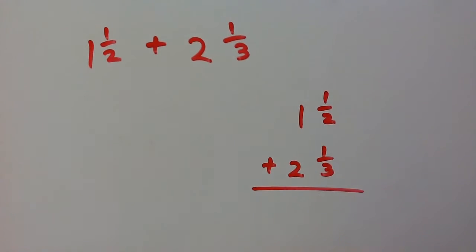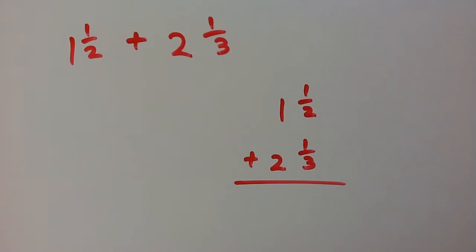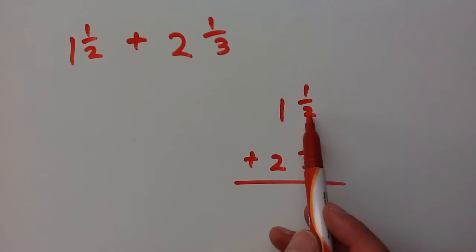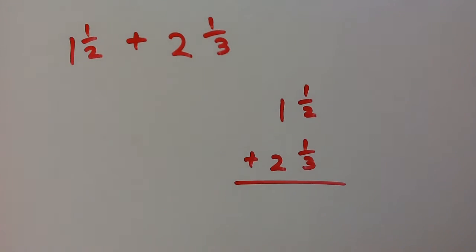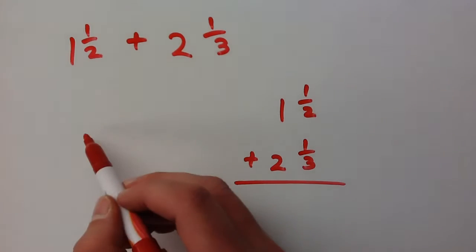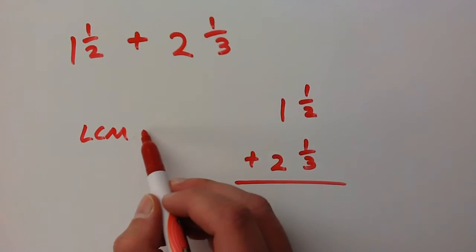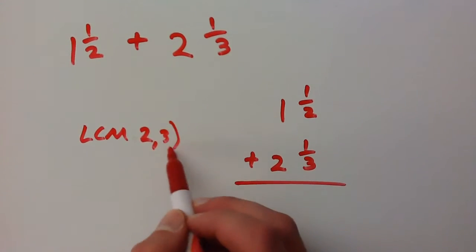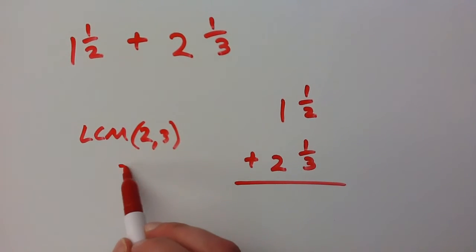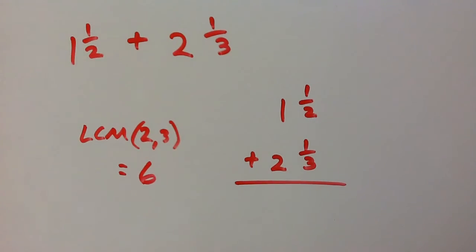Now I know that when adding or subtracting fractions, the denominators of those fractions need to be the same. Okay, so here in the mixed numbers, my denominators are 2 and 3, so they are not the same. I need to find the least common denominator, or the least common multiple of those denominators, 2 and 3. Well, the LCM of 2 and 3 would be 6, right? I could use the ladder method to figure that out. And so I need to make these denominators be 6.